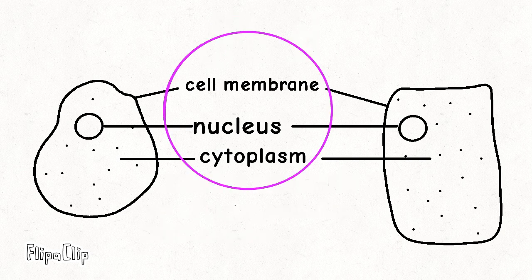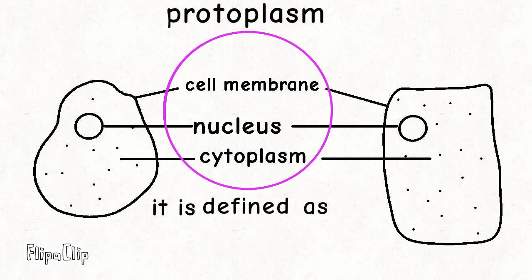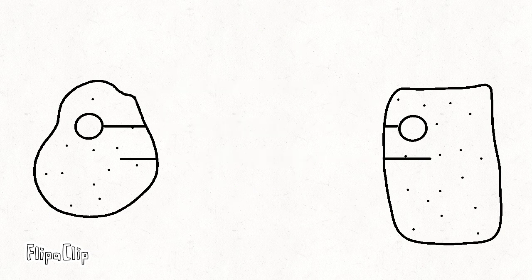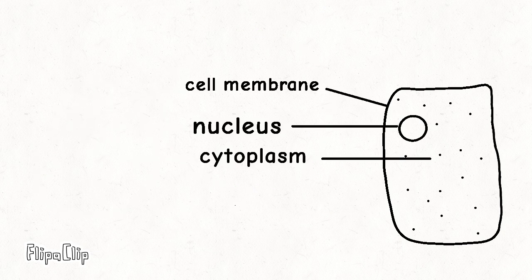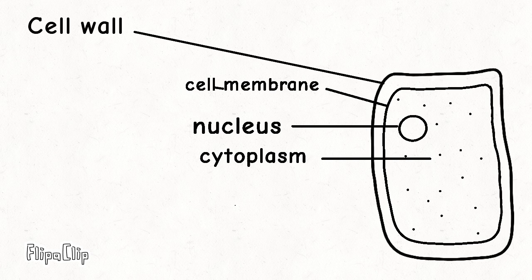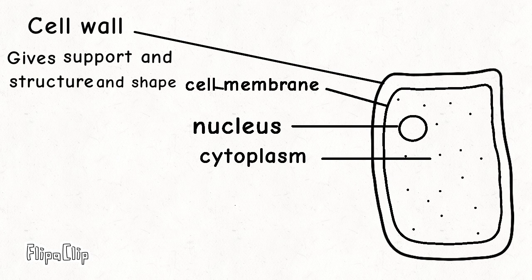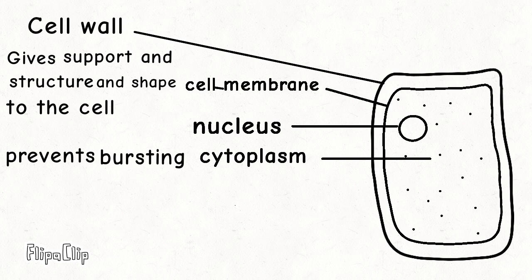Now, all these structures mentioned are common to both the animal cell and the plant cell, but please take note that the cytoplasm, nucleus, and cell membrane are collectively called the protoplasm, which is defined as the living part of the cell. Now, the plant cell also has some extra structures like the cell wall, which is the outer boundary and is made up of a substance called cellulose, which gives support and structure or shape to the cell. It also aids in prevention from bursting in cases where the plant gains a lot of water.